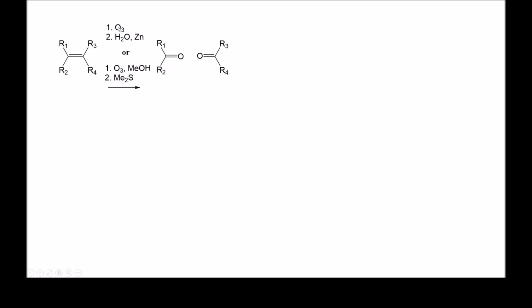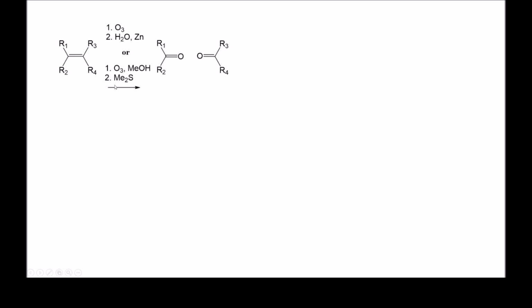So in the first step, we add in this strong oxidizing agent, and in the second step, we follow it up with a reducing agent, and that's what the zinc does right here. This is useful when your starting material is fairly polar. If your starting material is less polar, then you have to use this set of reagents right here.